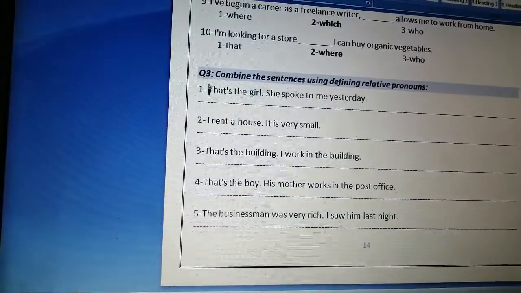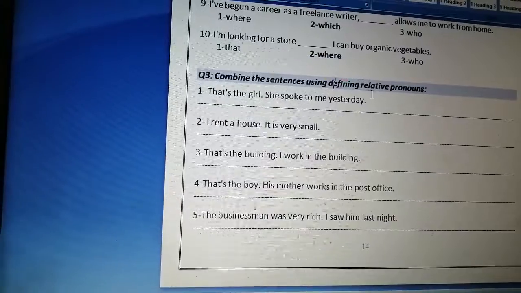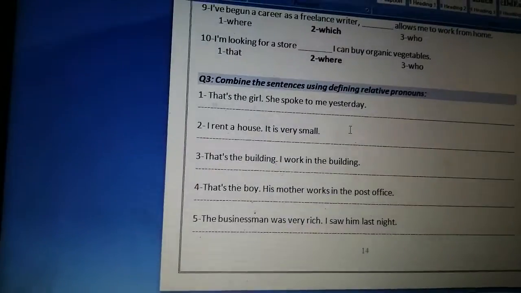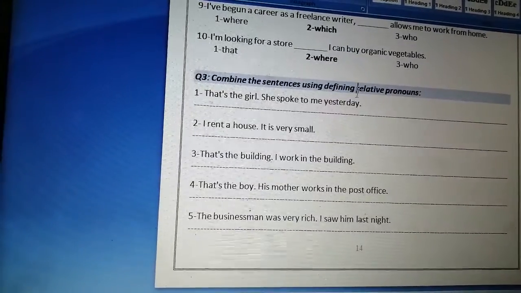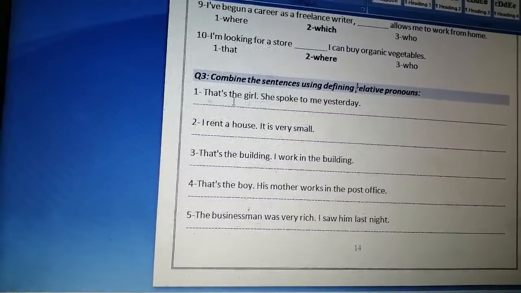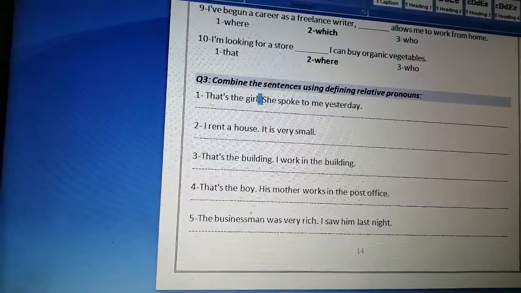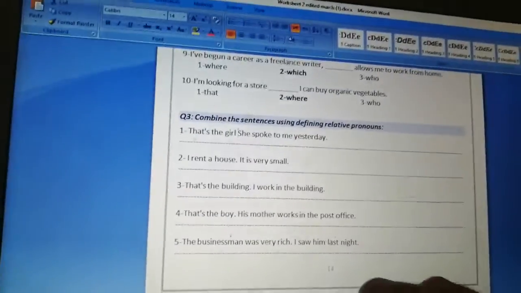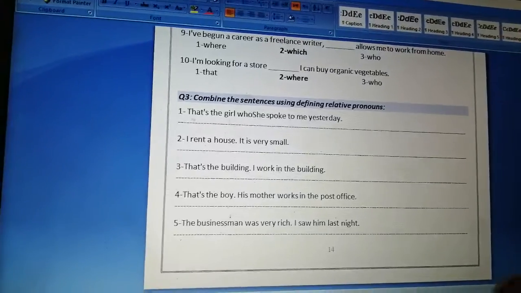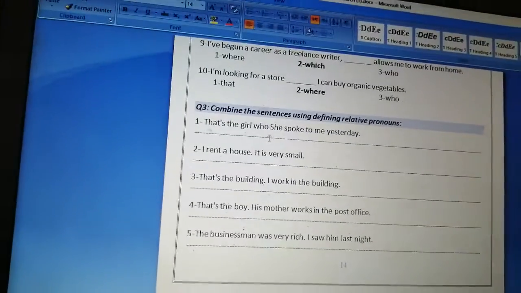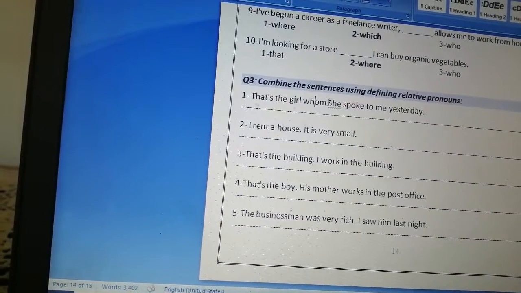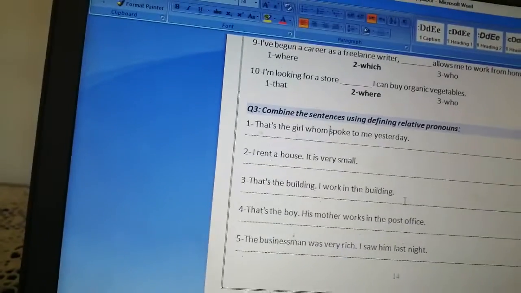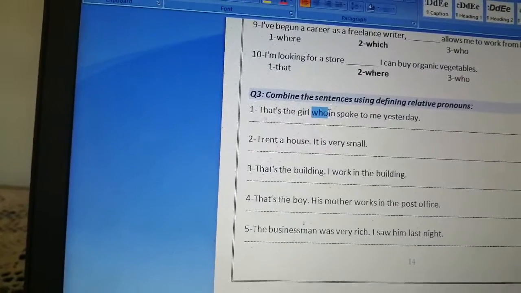Let's try to solve these questions. Here, combine the sentences using defining relative clauses. Because it's mentioning the defining, we don't have to put any types of commas. So that's the girl who. Actually, we don't have to use who, we have to use whom, because here girl is the object, and we have to delete the pronoun because here the subject now is the relative pronoun.